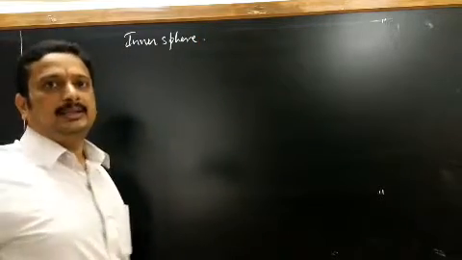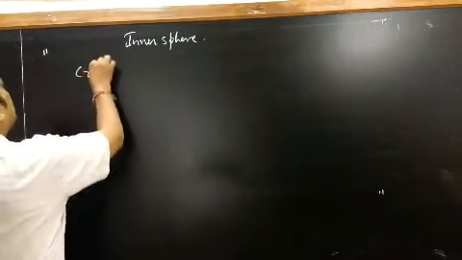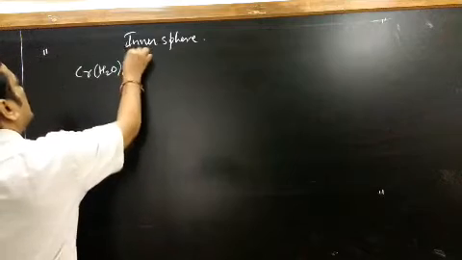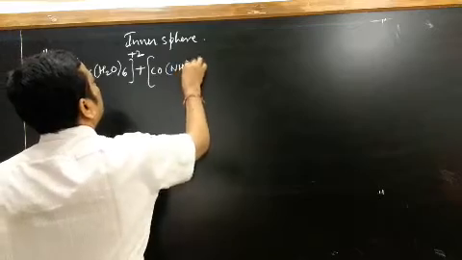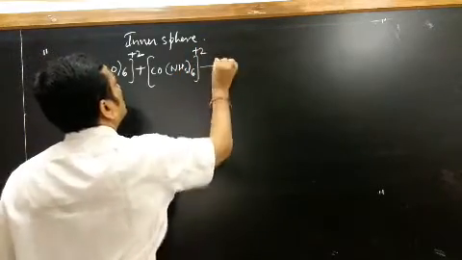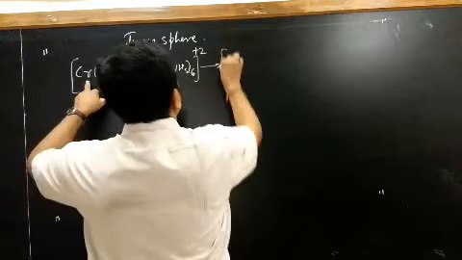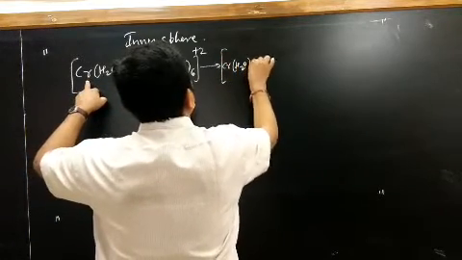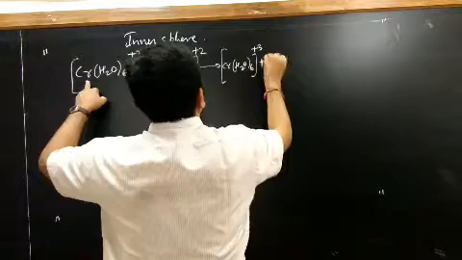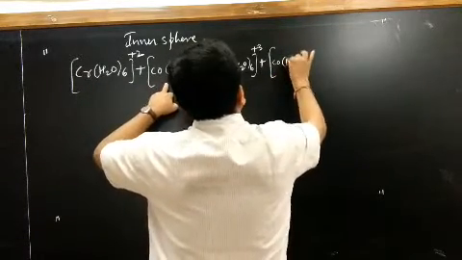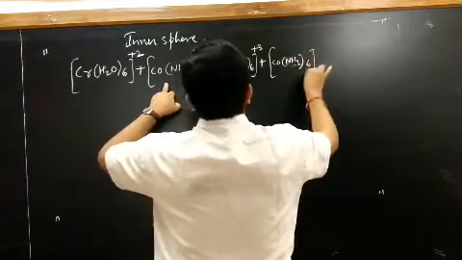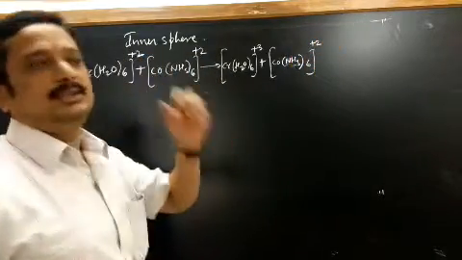So yesterday we learned regarding the inner sphere, and we had taken an example: [Cr(H2O)6]2+ plus [Co(NH3)6]3+, giving us the same thing here: [Cr(H2O)6]3+ plus [Co(NH3)6]2+. Is it right? So this is what we learned yesterday.